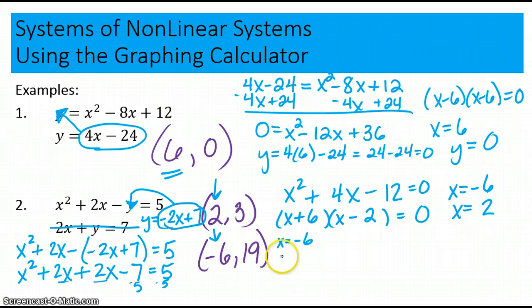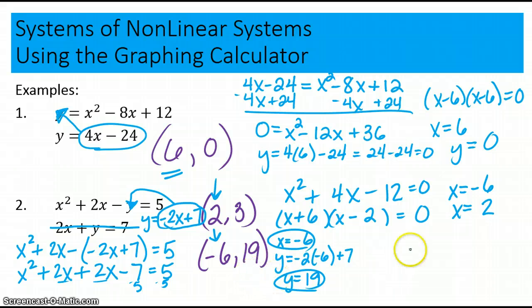And for x equals negative 6, I'm going to plug in negative 2 times negative 6 plus 7. So I have 12 plus 7, I get y equals 19. So I got negative 6, 19 as one point.